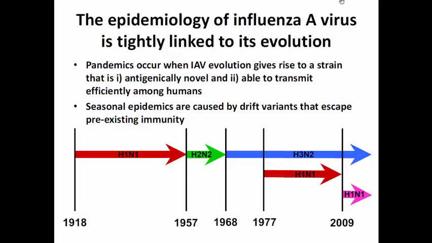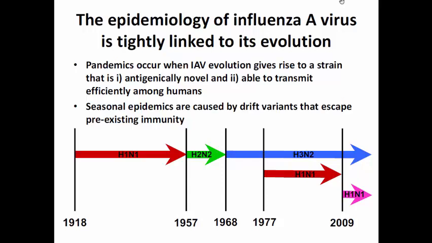Pandemics occur when influenza A virus evolution gives rise to a strain that is antigenically highly novel and able to transmit efficiently among humans. And we know that reassortment can facilitate the emergence of pandemic strains. In particular, this would be reassortment between two viruses that circulate in different host species, which gives rise to a large shift in genotype and phenotype.